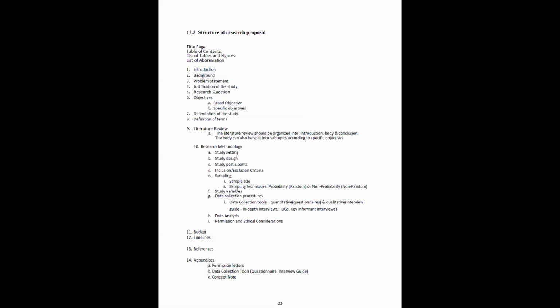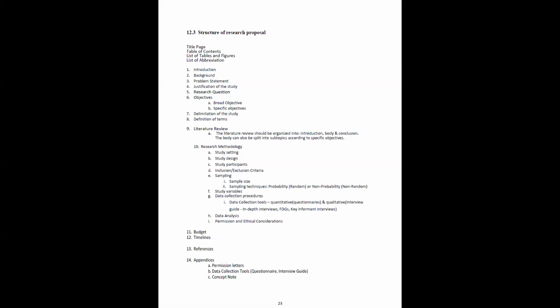Then after your methods, you tell us the budget which you need to conduct this research. You tell us the timelines, the period which you are going to take to do the research. You put your references as you write your proposal, and you cite and quote as you write. Then you put appendices at the end of the proposal. What are these appendices?